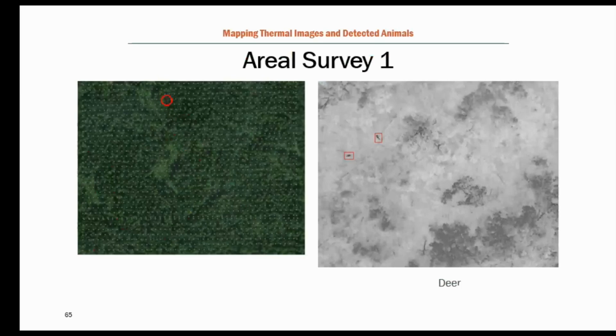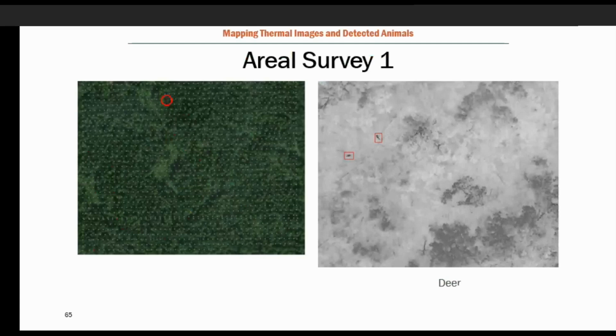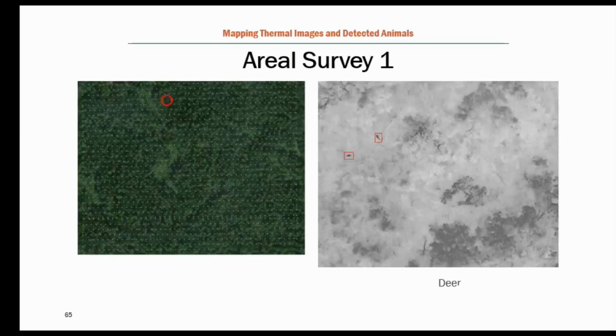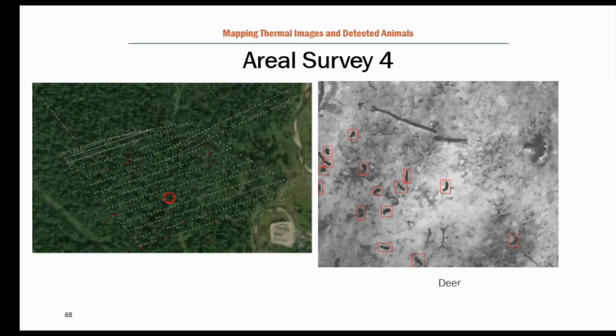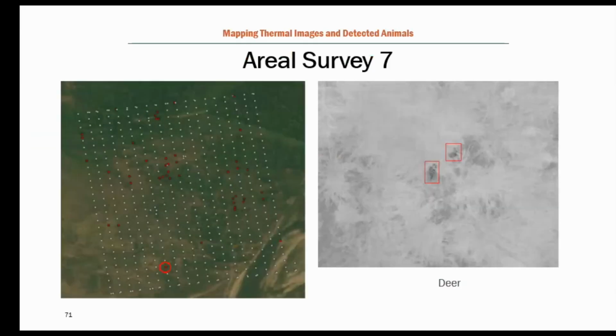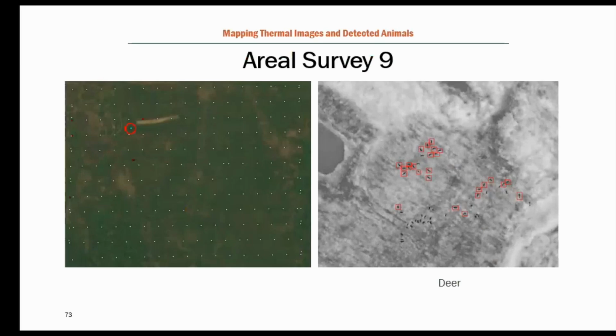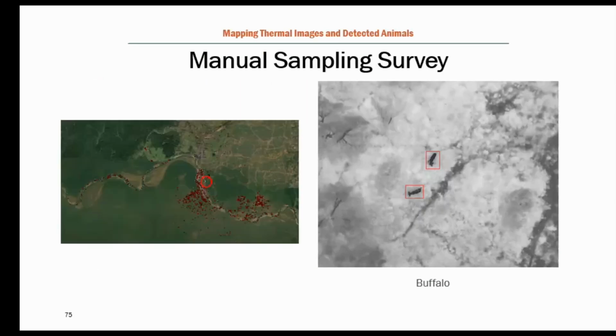In the following, I will show some details in the different aerial survey areas. For example, this is area 1. The red circle means there's a red point. The red point in the red circle means this is a thermal image where wild animals were detected, and this image is shown on the right. This is area 2, 3, 4, 5, 6, 7, 8, 9, 10. And this is the manual sampling survey area.